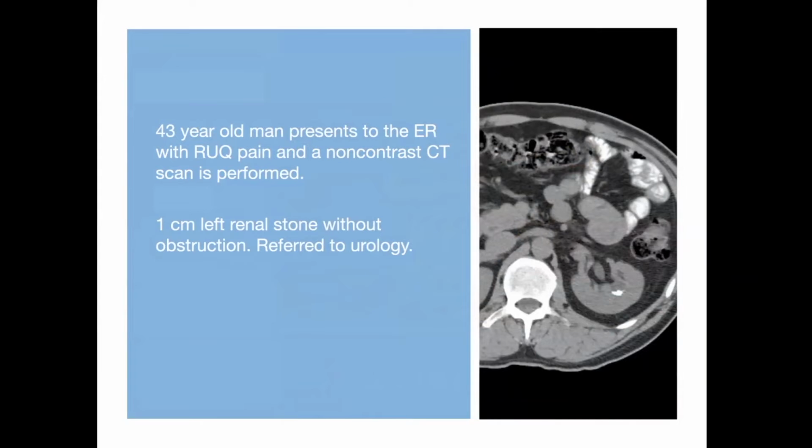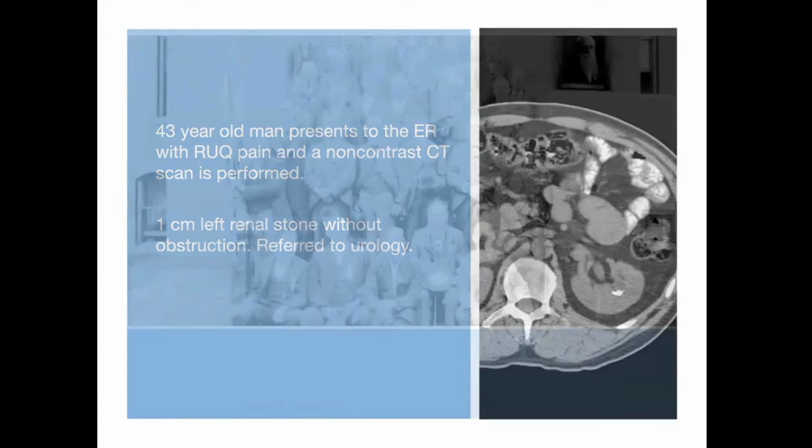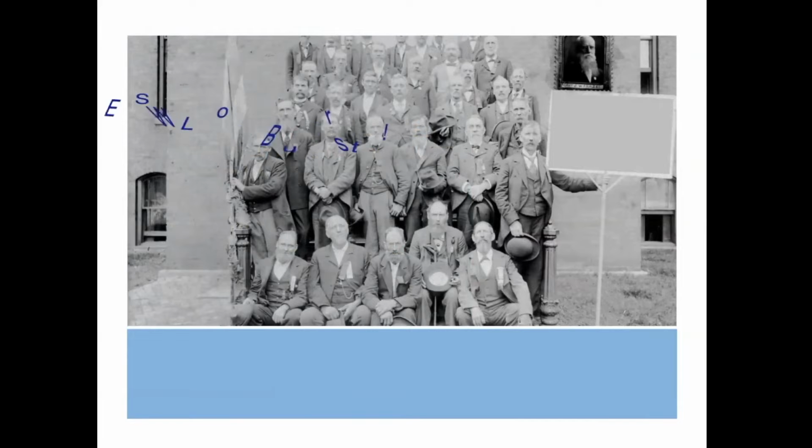So this is a 43-year-old man who presents to an outside emergency room with right upper quadrant pain, and a non-contrast CT scan is performed showing a 1 centimeter left renal stone without evidence for obstruction. The patient is then referred to urology. Of course, the urologist knows what to do with 1 centimeter left renal stones.